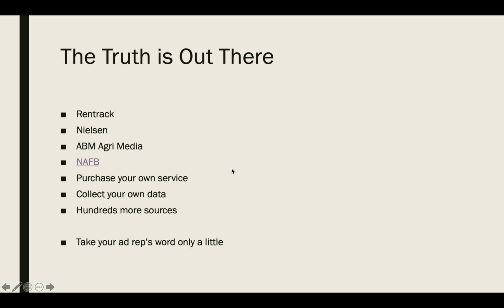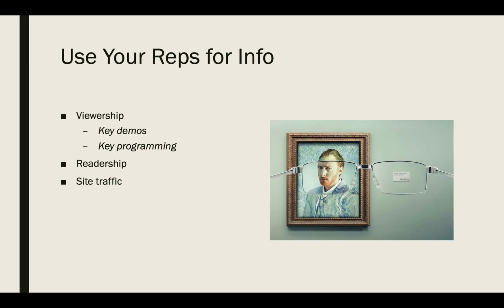You can also purchase Rentrack data. You can collect your own data. Your ad rep for the TV station or the ag magazine or High Plains Journal, they'll provide you with data. They have information, but their information is going to say that they're the best and they have the most viewers and blah, blah, blah. So take their information, use it. They can be a really helpful source, but don't take them at their word. They're in the business to sell, and they can be very helpful, and they can be a good partner in helping you decide where to spend your money. But do your own research and get your own information.